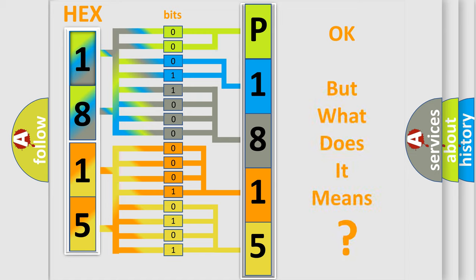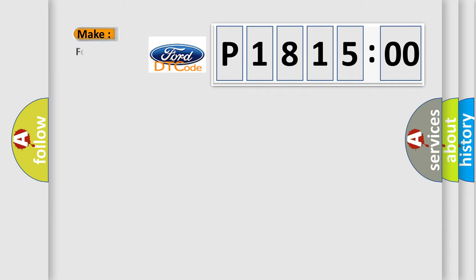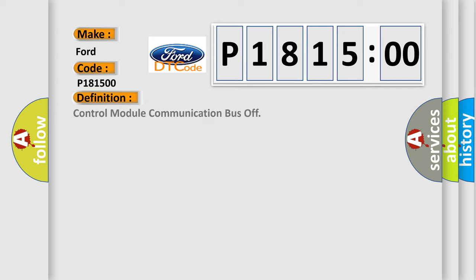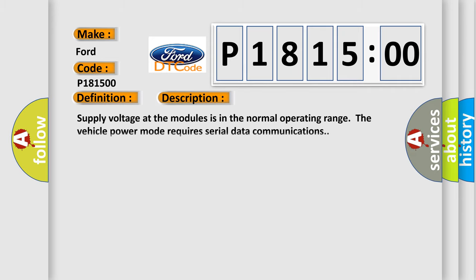The number itself does not make sense to us if we cannot assign information to what it actually expresses. So, what does the Diagnostic Trouble Code P1815-00 interpret specifically for Infiniti car manufacturers? The basic definition is control module communication bus off. And now this is a short description of this DTC code.